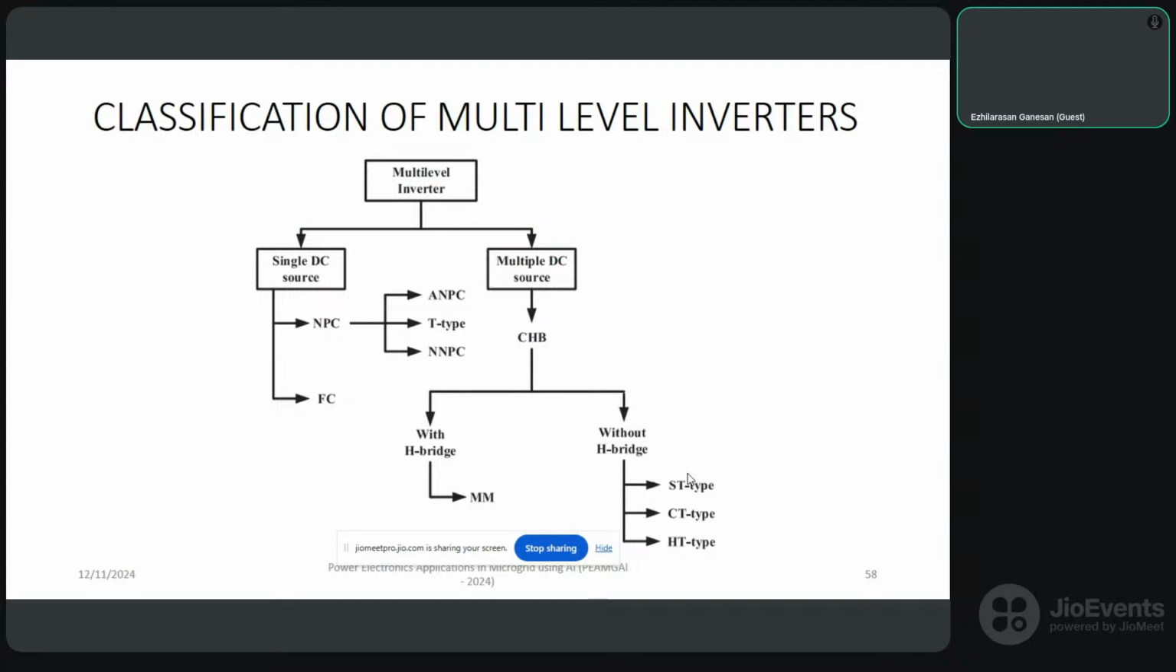Normally what we use in the power systems is multi-level inverters. Multi-level inverters can be classified into single DC source or multiple DC source. Single DC source means NPC, neutral point clamped, then flying capacitor. In neutral point clamped, you can see active neutral point clamped, T-type, NNPC. Then we have cascaded H bridge, then modular multi-level. Then we have ST, CT, HT type. HT type means H bridge trinary, cascaded trinary. Then we have symmetrical trinary, which are some of the classifications of the multi-level inverters.